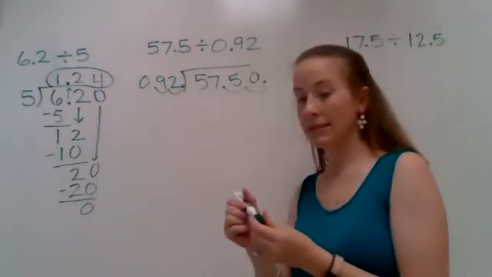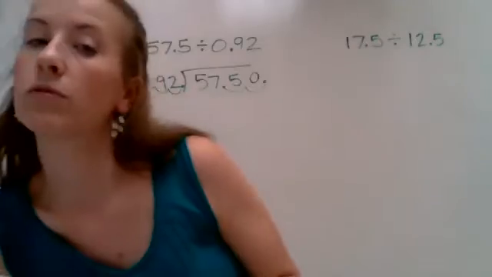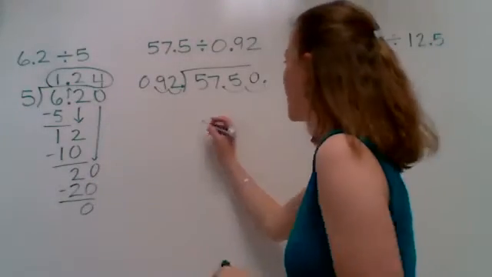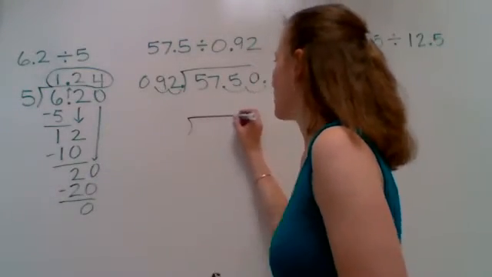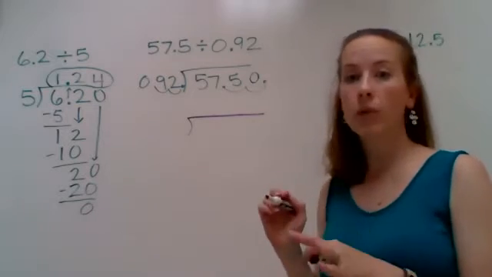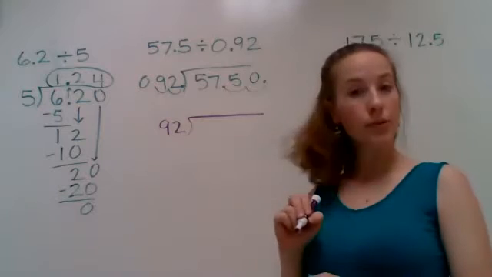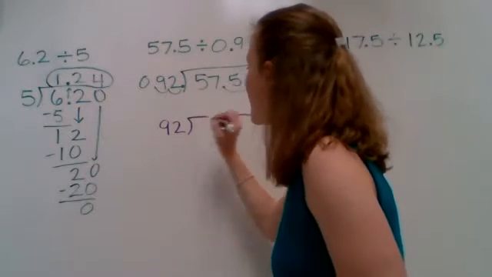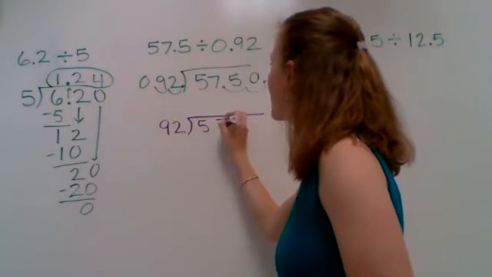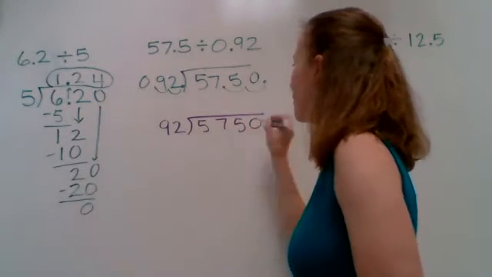Now this gets really messy, so I'm going to switch colors and I'm going to rewrite my math for us. I always like to rewrite my problems so that I keep my work nice and neat. So now on the outside, I have a 92. And on the inside of the division box, I have 5,750.